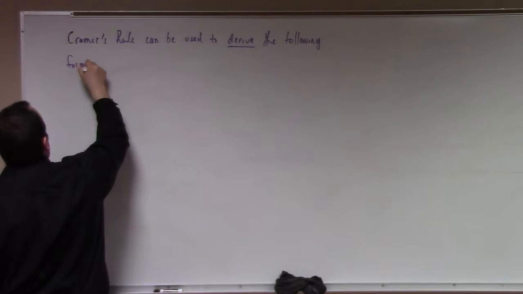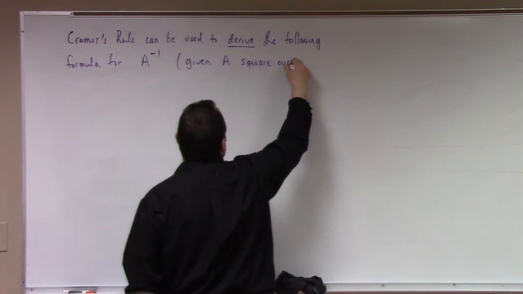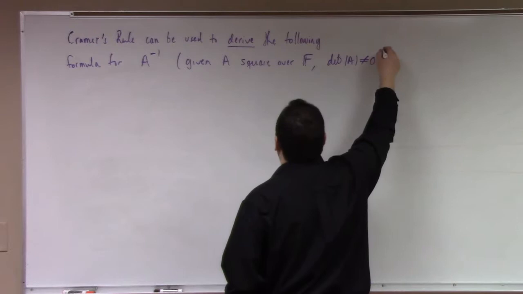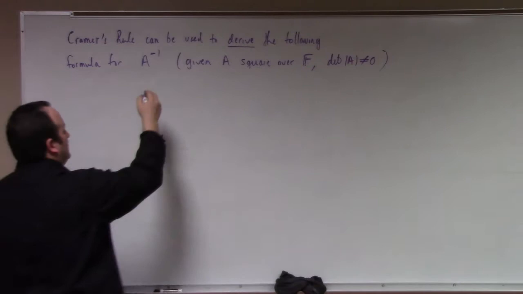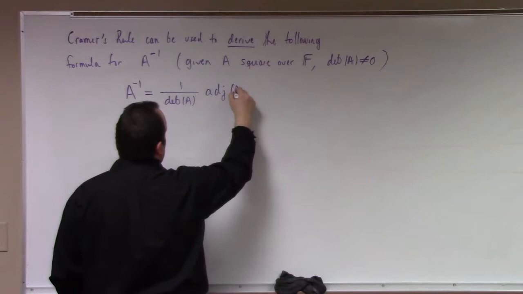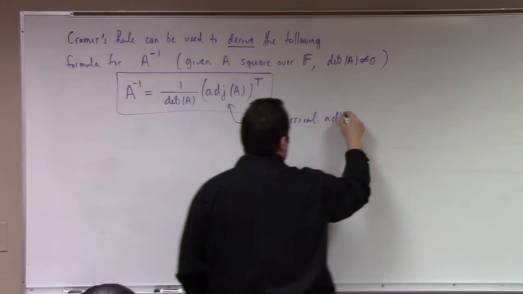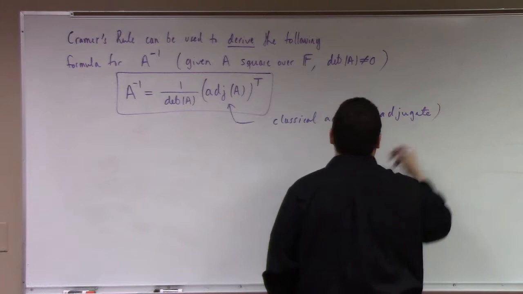for A inverse. Of course, we need to be given that A is square, right? Over a field. We need the determinant of A not equal to zero, right? But here's the formula for the inverse. A inverse is equal to 1 over the determinant of A times the classical adjoint of A transposed. So this is sometimes called the classical adjoint. I've noticed that the new linear algebra books are tending to call this the adjugate, which is probably a language I should adopt. I just haven't in the current set of notes.